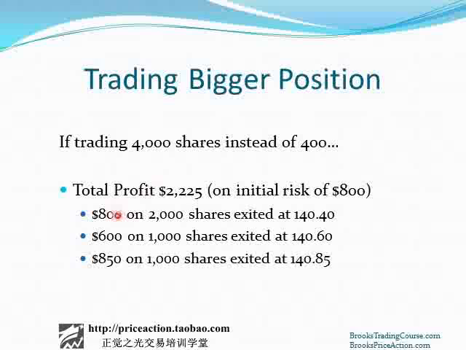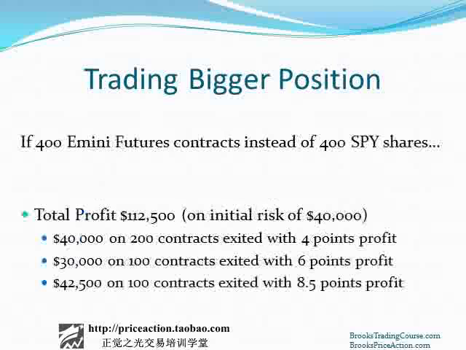And in that case, everything would be tenfold greater, and your final profit would have been $2,225, and your risk would have been $800 instead of $80. Well, let's say you were trading even bigger. Let's say you're a fund manager, and you were trading 400 E-mini futures contracts instead of 400 spider contracts. Then everything would be substantially larger, and your final profit would have been over $100,000, and your initial risk would have been $40,000. And the E-mini futures market can handle 400 shares. That is not an unusually big trade for the E-mini futures contract.